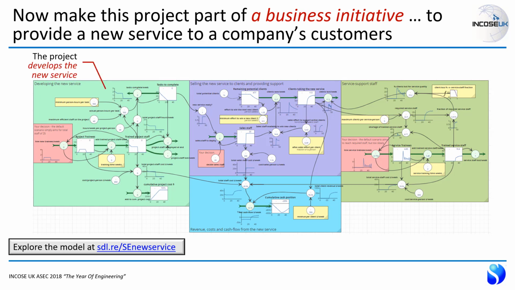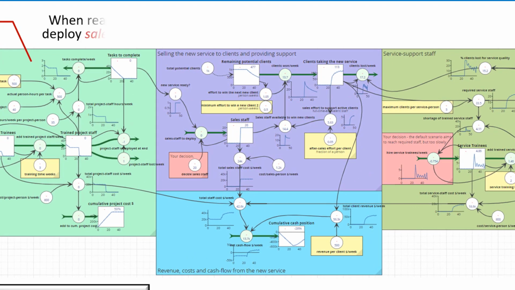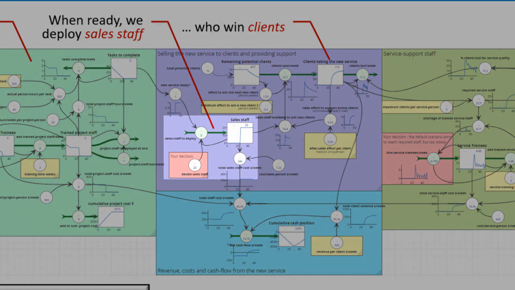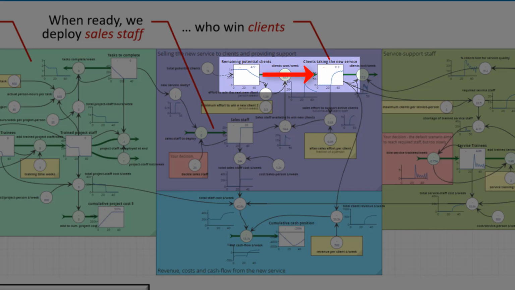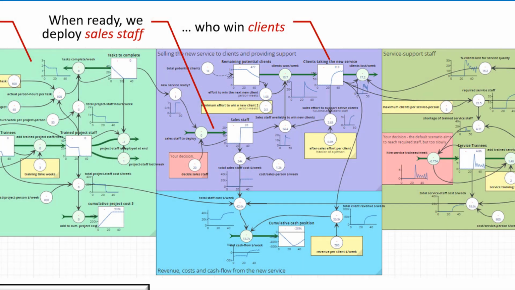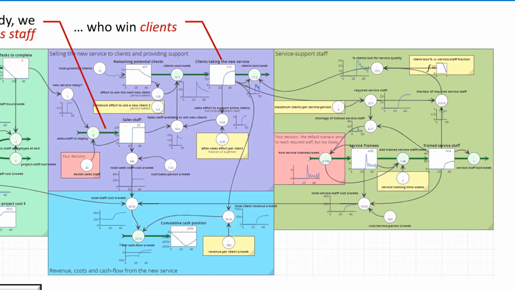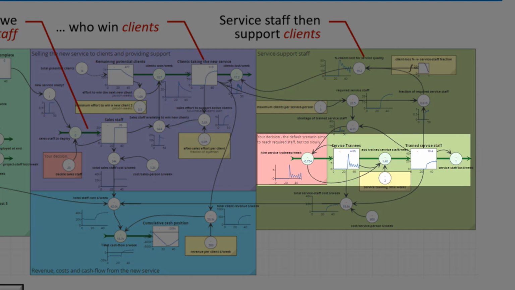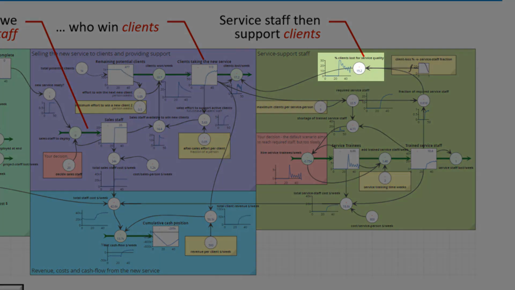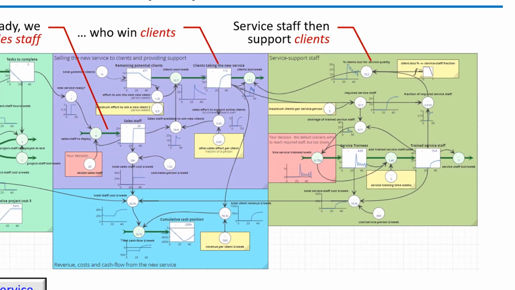That's the bit we just did. So that's developing the new service. When the new service is complete, we deploy sales staff. This is take on sales staff here. And what those sales staff do is they start pulling potential clients for the new service out of this stock here and into this stock there. So this is the clients taking the new service. When they're in that state, they've got the new service, we now have to have service staff to support those clients. And if you haven't got enough service staff, those clients get poor service and they get annoyed and they leave. So we've got to make sure that we take on enough service staff and that they go through a training process as well.